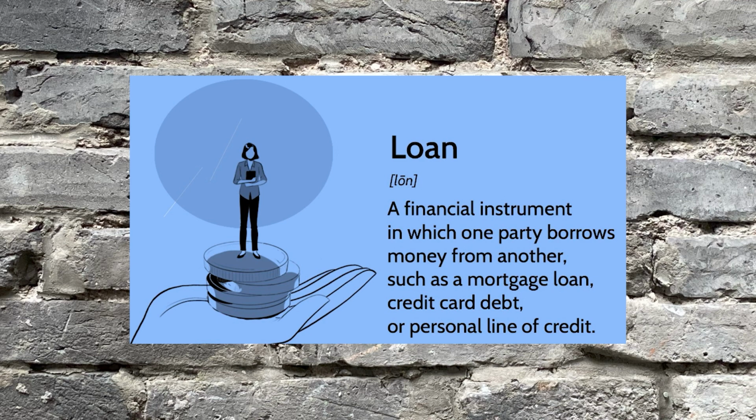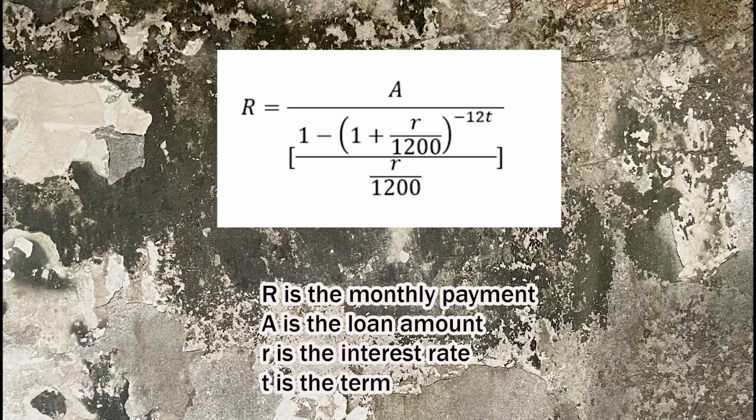But they all use the same formula for calculating the monthly payment, where the R on the left side of the equation is the monthly payment, and A is the loan amount, and the lowercase r on the right side of the equation is the interest rate, and T is the term, which is the number of years.